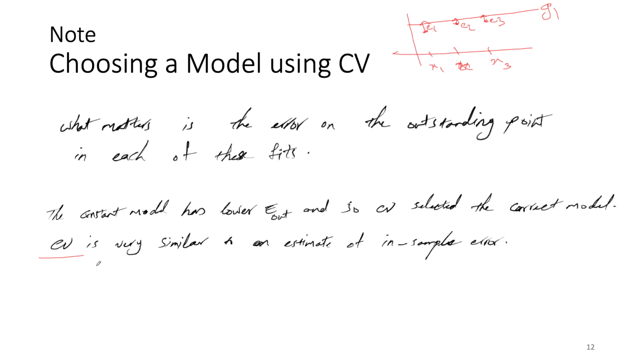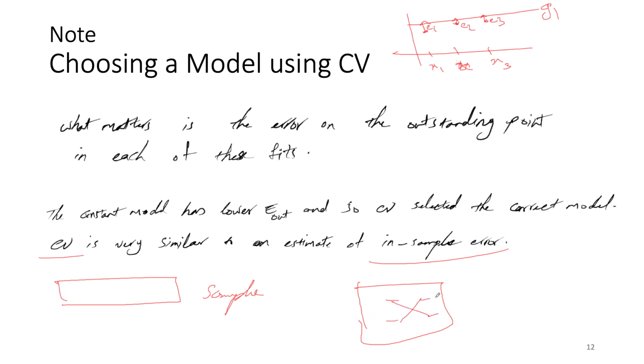And just as you thought, CV is very similar to an estimate of the in-sample error, because at the end of the day, you're using samples taken out of your training set, instead of all samples outside. So you do folding or you do leave-one-out. At the end of the day, it's a very nice, close estimate of your error by doing cross-validation, right?